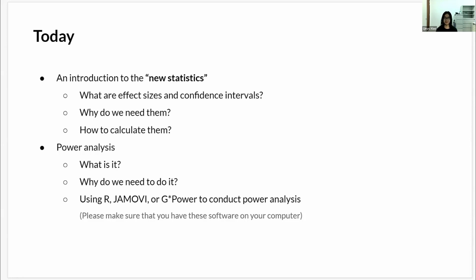So effect sizes and confidence intervals are collectively referred to as the estimation-based statistics. They're by no means new. Statisticians have had them long ago, but they are new in the sense that psychology and many other disciplines rely predominantly on what we refer to as p-values. And that reliance is problematic, as we all know, and we're going to revisit that.